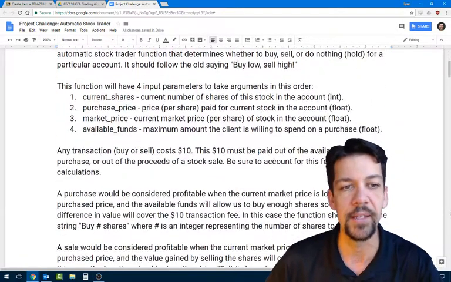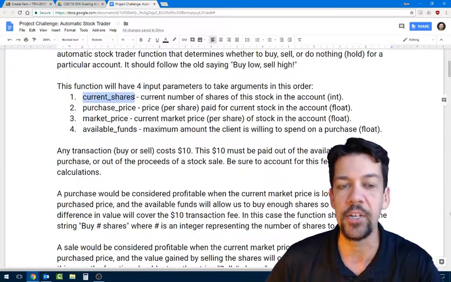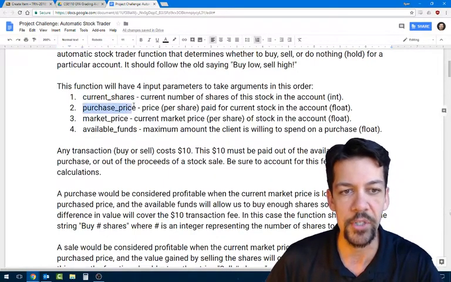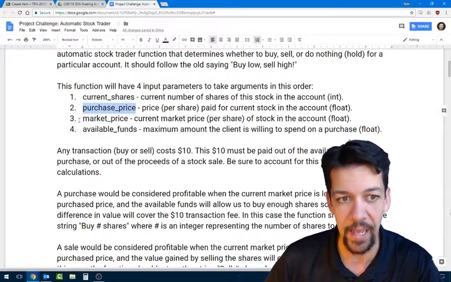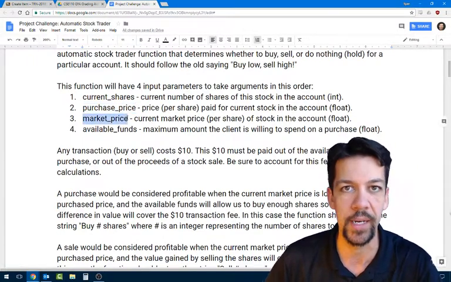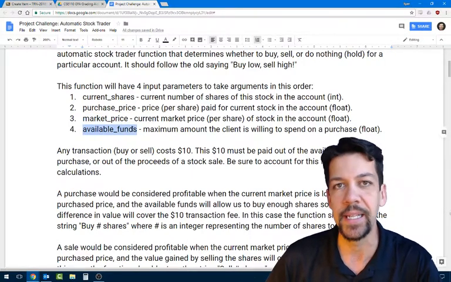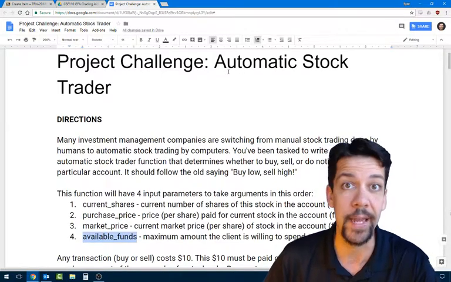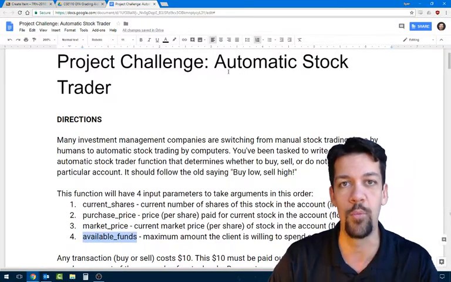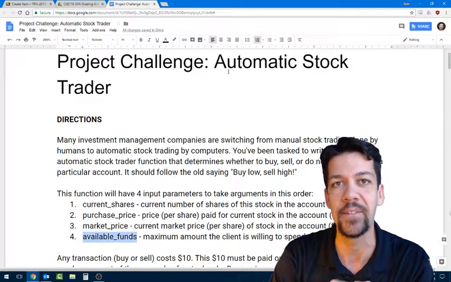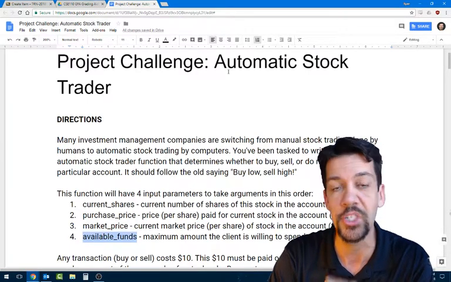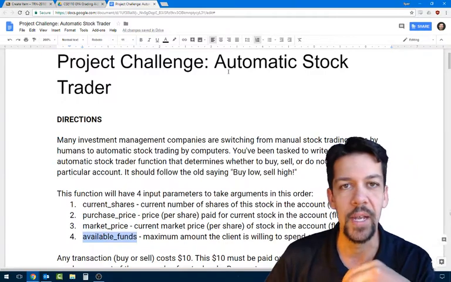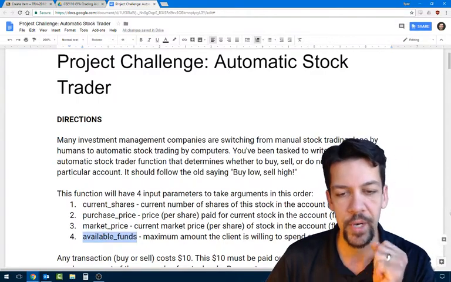In this case, the function is going to take in the current number of shares, the purchase price for the shares that they already have, the market price for a given set of shares, and whatever available funds, whatever their budget is. And the idea here is they're going to design a function that does automatic stock trading, that says buy low, sell high, and decides how many shares to purchase or to hold shares or to sell shares, right?